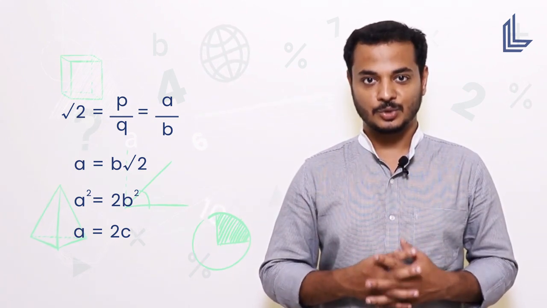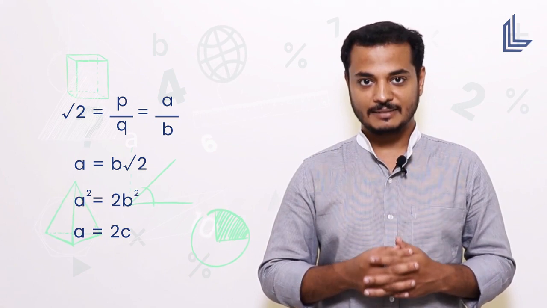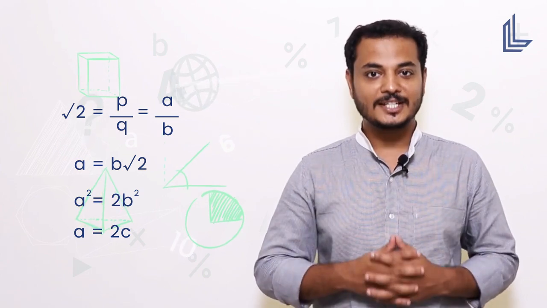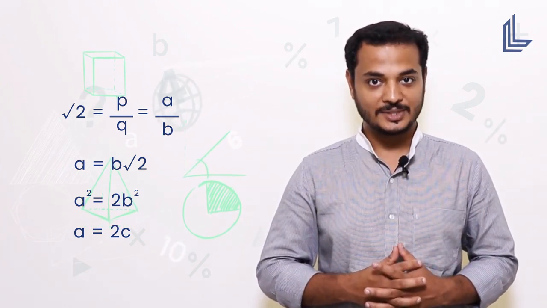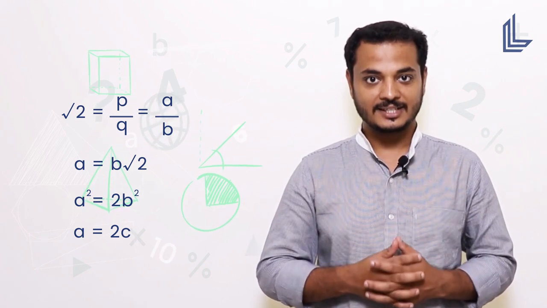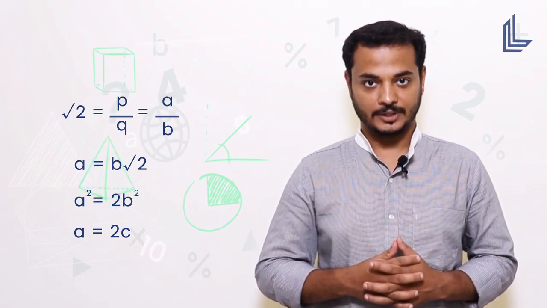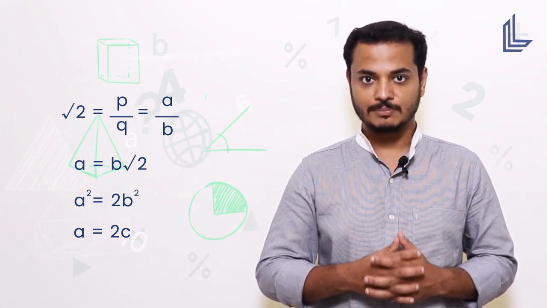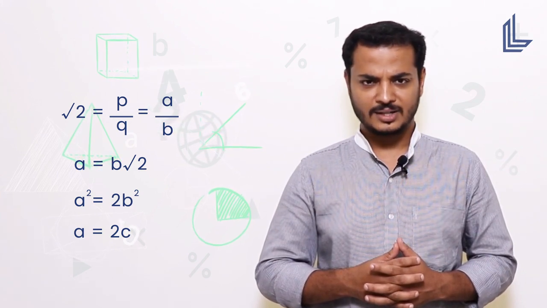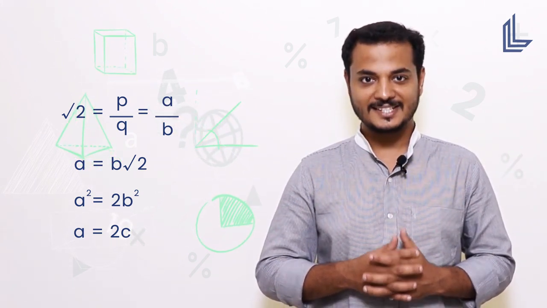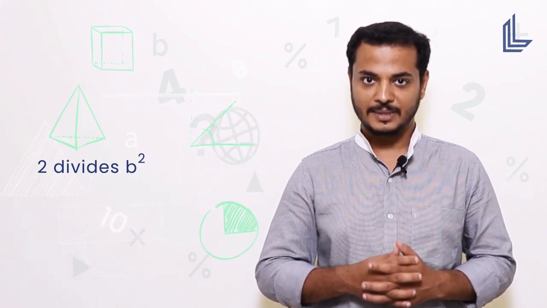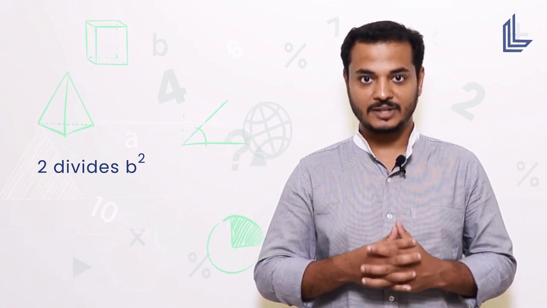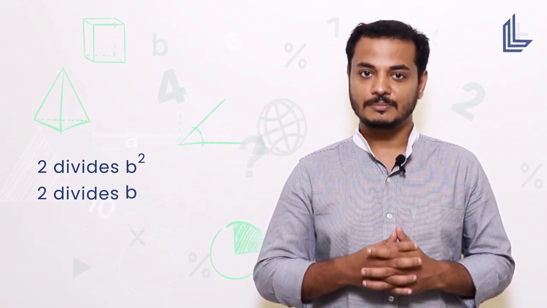Now that we got 2 divides a, we can simply write a as 2 times c, where c is some integer. Substituting this result, that is a equals 2c in equation 1, we get 4c square equals 2b square. Reducing it further, we can write 2c square equals b square. Now, what does this equation mean? It means that 2 divides b square. Now, from the small theorem, we can say that if 2 divides b square, 2 divides b as well.